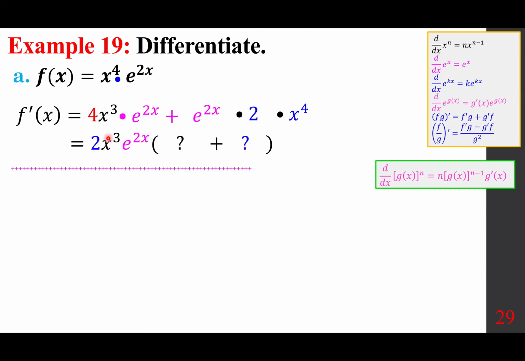If you divide these two, everything goes away except 2. And if you divide this one by this one, everything goes away except x. And that's your final answer. Again, this is algebra, everybody.